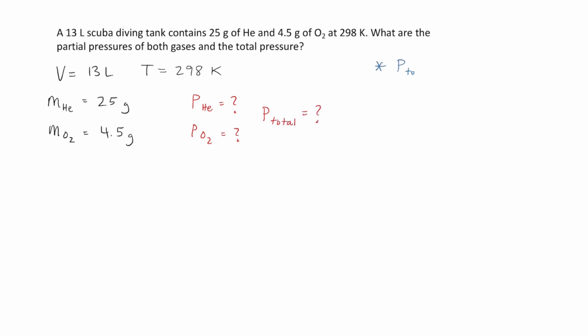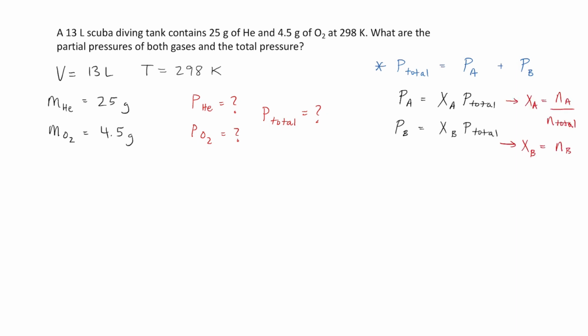We know that P total is going to be the sum of the partial pressures. And we know we can calculate those partial pressures using these equations. And now in order to use those equations, we need to know the mole fractions. And so now I hope it's clear that the first thing you need to do is solve for the number of moles of helium and the number of moles of oxygen.